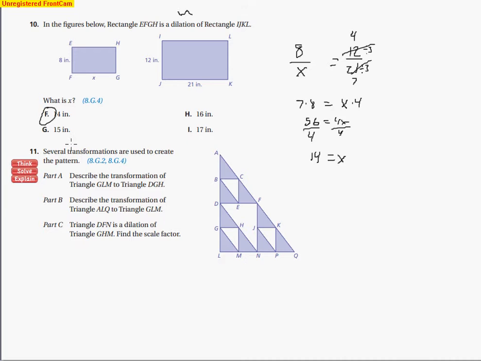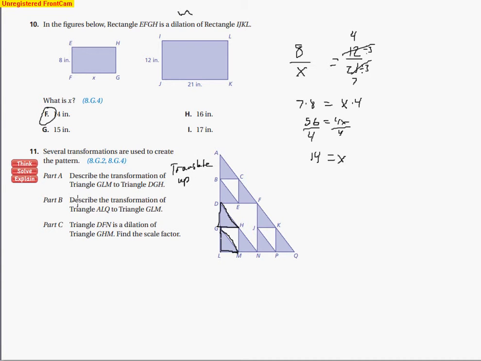Now, in the next one, it says, several transformations are used to create the pattern. Now, describe the transformation of triangle GLM. Let's look for that. GLM right here. And then I need to transform it to DGH. DGH. Okay, so it looks like all they did is they moved it up. I don't know how many spaces, but they definitely translate up. And that's what they ended up doing there.